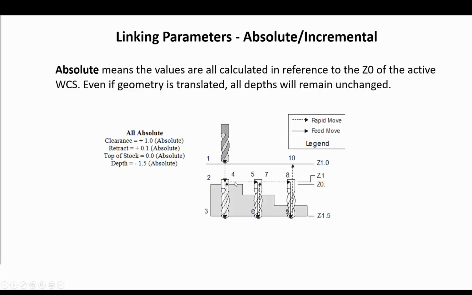The top of the stock is set to absolute and 0, and you can see that the tool will retract 100 thou absolute above Z0 and then move to the next hole, and again it will start with feed rate and machine the hole, retract back to the 100 thou above Z0 and move to the next hole, and again just drill it, retract, and at the end retract back to the clearance level. All the values are set to absolute here.